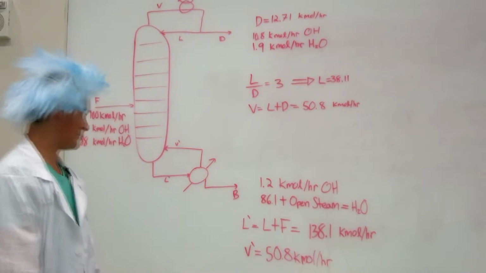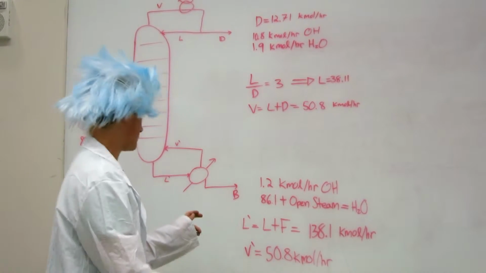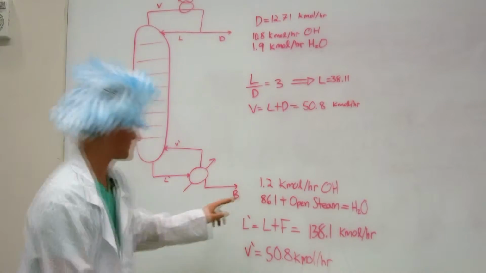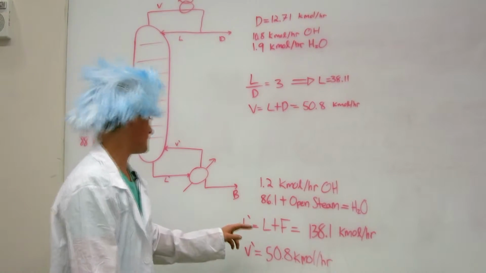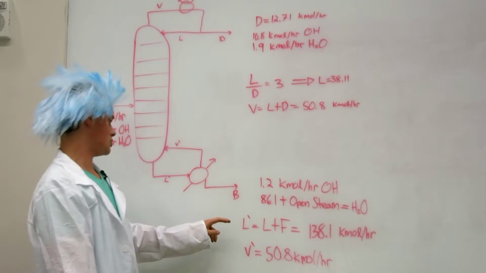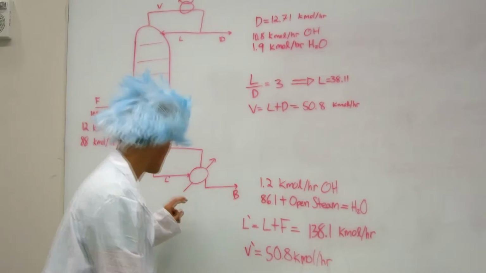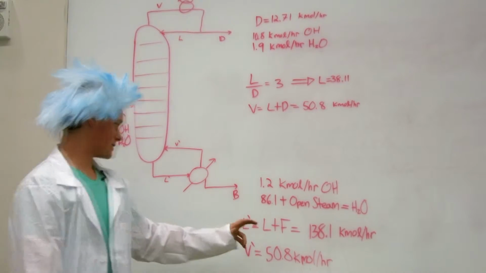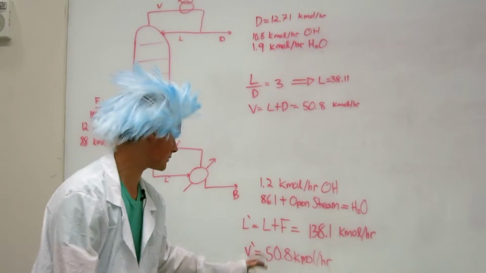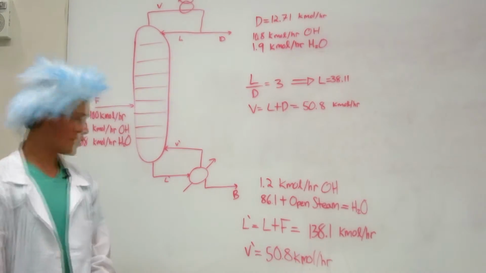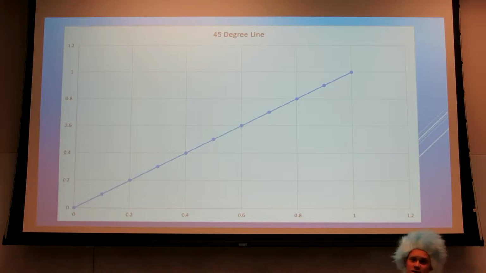Then, Morty, you take the alcohol that's not up top, and that's the alcohol that's in the bottoms. To find L prime, the liquid in the rectifying section at the bottom, that's liquid up top plus feed, Morty. And that's 138.1.